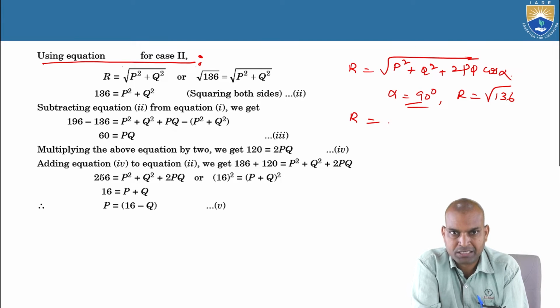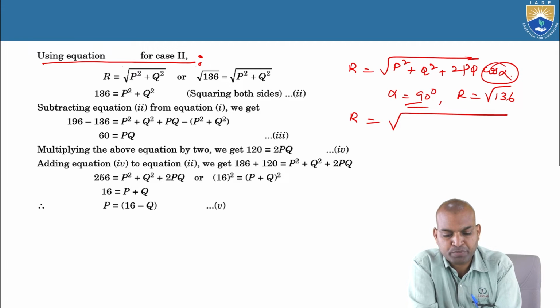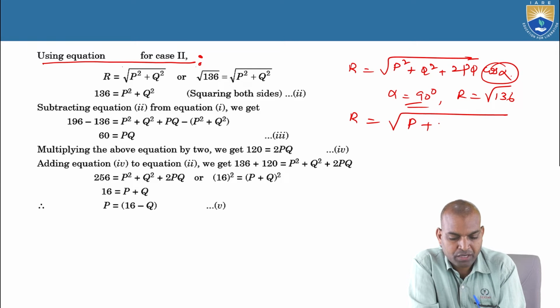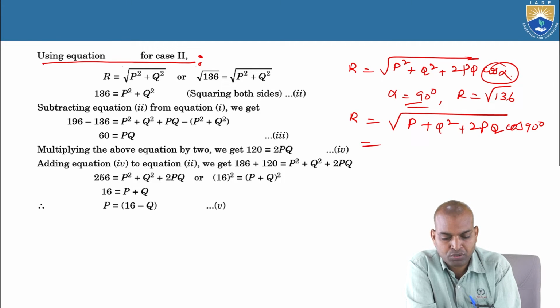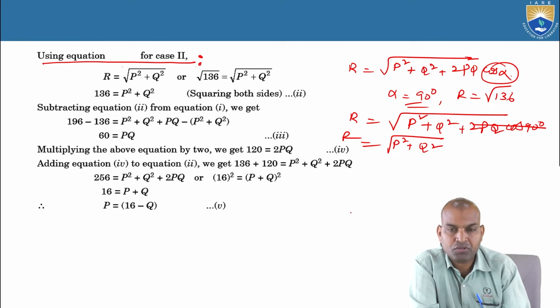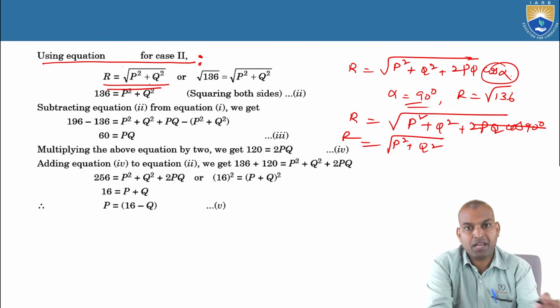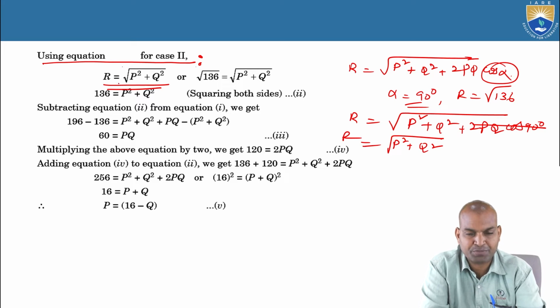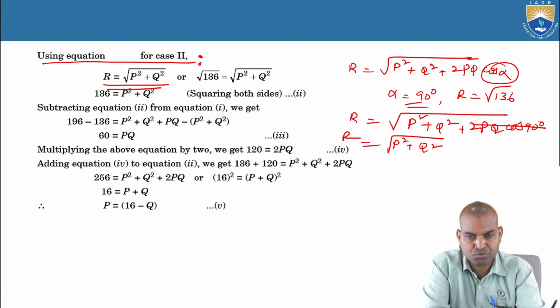Before substituting the resultant value, when alpha equals 90 degrees, cos 90 equals 0, so the term 2pq cos 90 becomes 0. That is, the square root of p square plus 2pq cos 90. As we know, cos 90 equals 0, so that term is cancelled. Then R equals the square root of p square plus q square. This is the new expression derived for when p and q are acting at 90 degrees to each other.